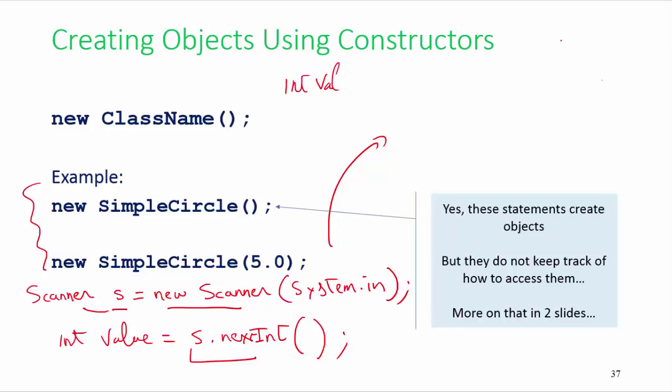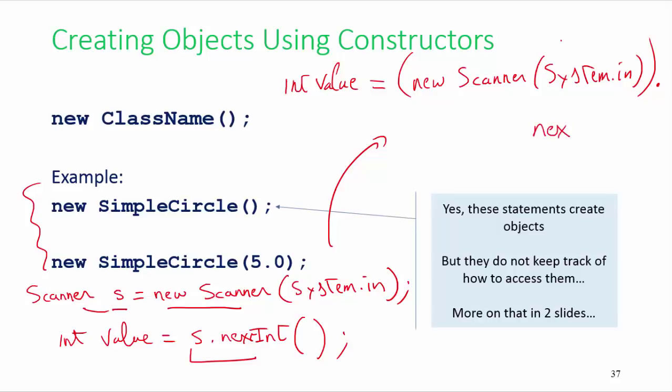Int value equals new Scanner(System.in).nextInt(). So what's going on here? Well, I collapsed everything into one line, right? I define my value variable, and then I say, okay, I now need to read an int from the user.